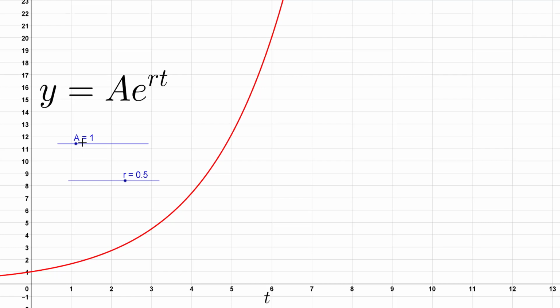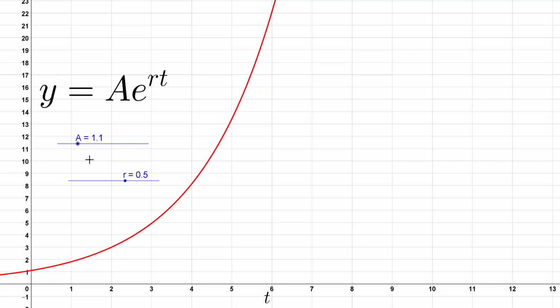So let's just examine a first of all. Remember we said a is the initial value. So if we look, a is set at 1 right now, and the initial value right here is 1 when t is 0. The horizontal axis is my t-axis, t for time. The vertical axis is the y-axis, y for the amount at that time. So at time 0, the amount is 1. And that should make sense since our a is set at 1.